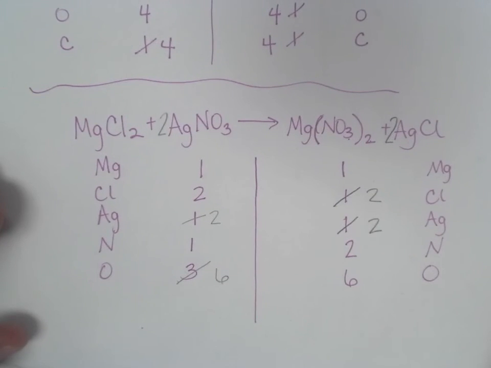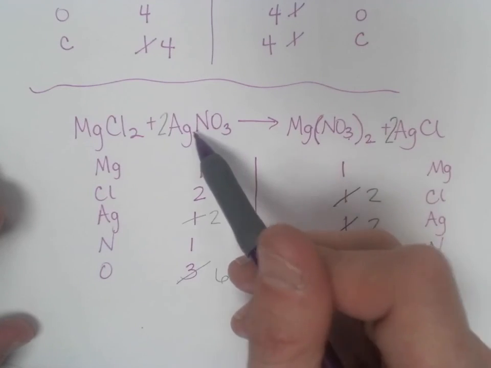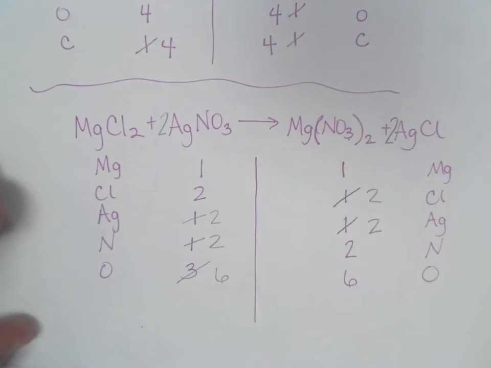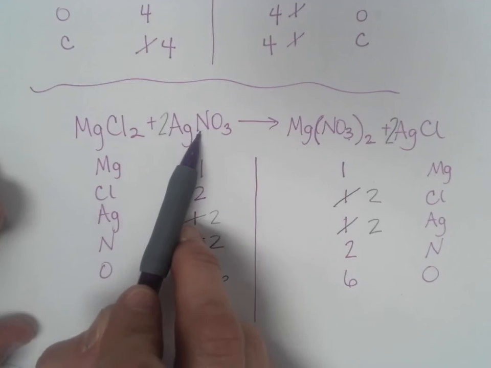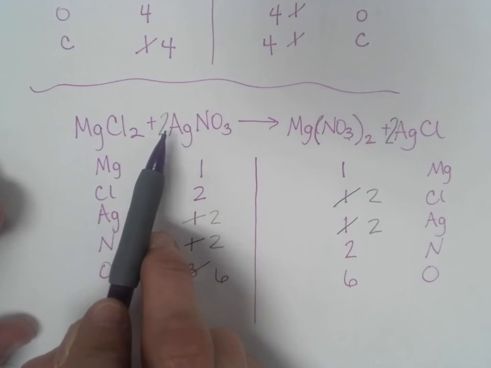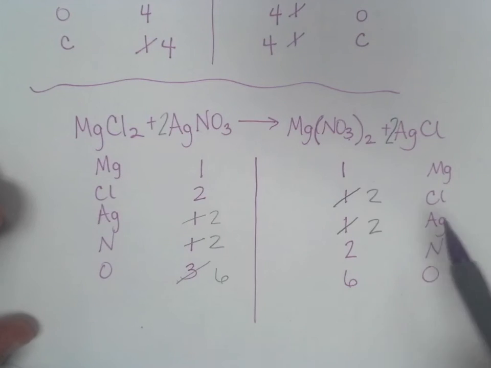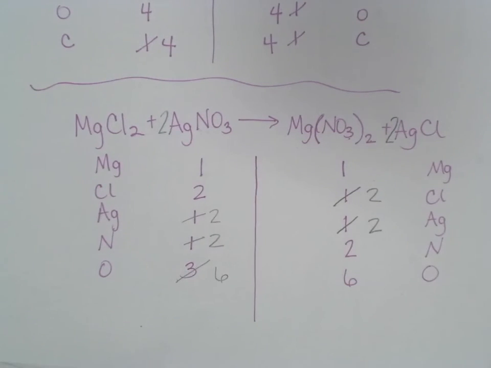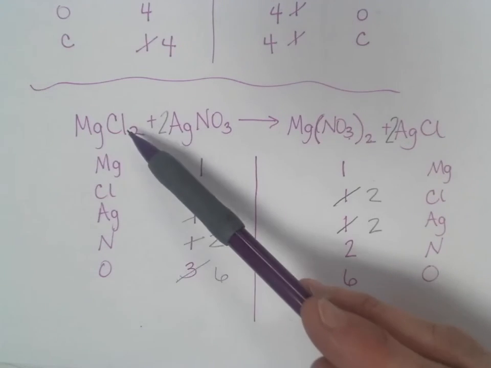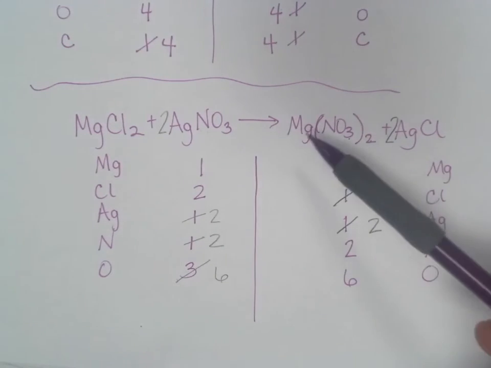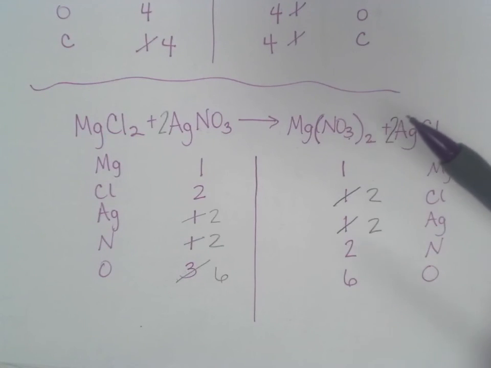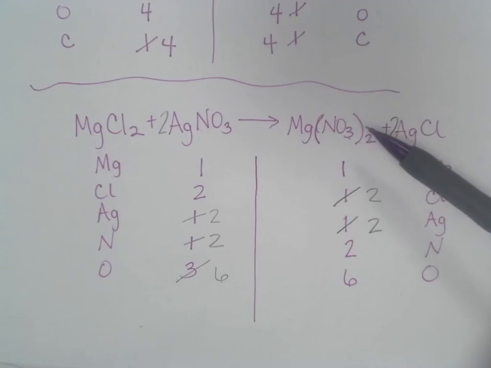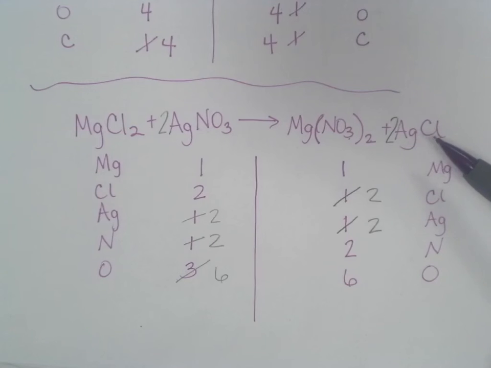Okay, so all is good there. Oh, but I also didn't account for the fact that I also have 2 here because that 2 also applies to the silver, the nitrogen, and the oxygen. So now that's fixed. There we go. We got it. So now we have a balanced equation. It should be magnesium chloride plus 2 silver nitrate yields magnesium nitrate plus silver chloride. So, and there's 2 here and 2 here.